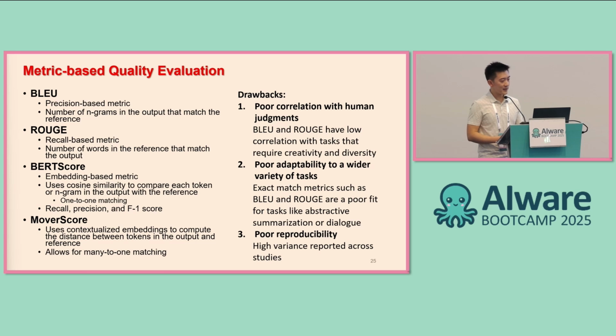And there are many metrics out there where you look at system level performance. When you have a reference answer, you look at BLEU score, ROUGE score, BERTScore, MoverScore, these kinds of things that try to summarize how close it is to the reference answer. But the thing is, this kind of metric-based quality evaluation generally correlates poorly with human evaluation. And also, it cannot really give you a high reproducibility and adaptation to a variety of tasks.